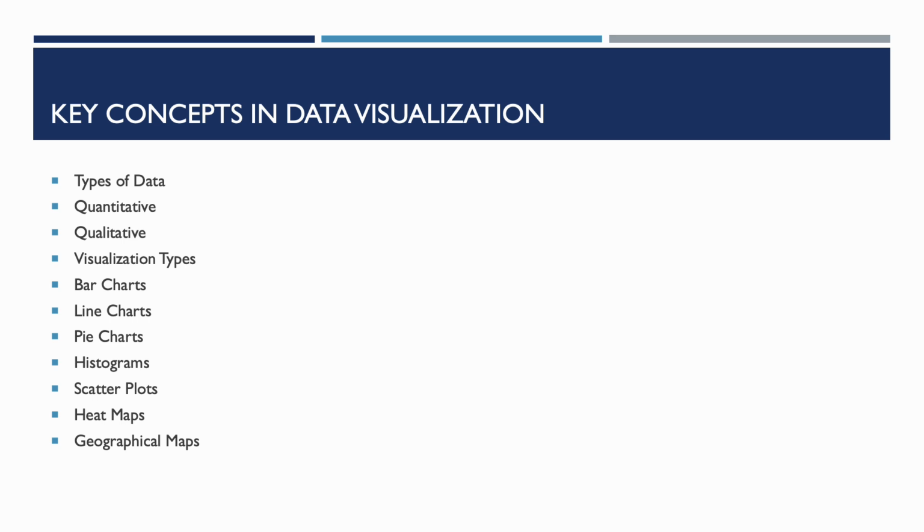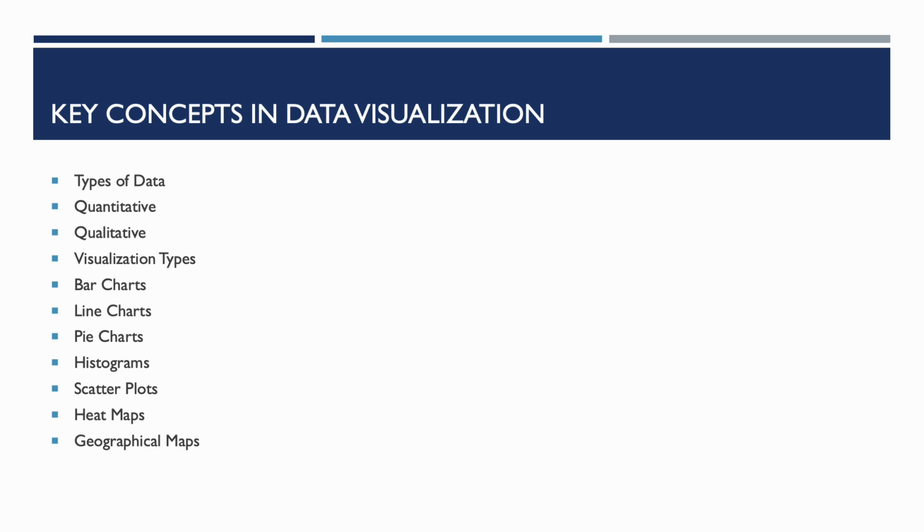So the quantitative data is numerical data that can be measured and compared, such as sales figures, temperature readings, or time intervals. And on the other hand, qualitative data, also known as categorical data, is descriptive and often non-numerical, like customer feedback, color labels, or product types.